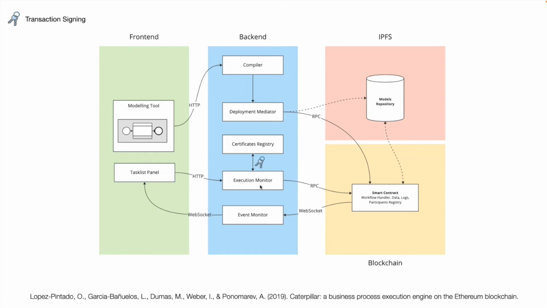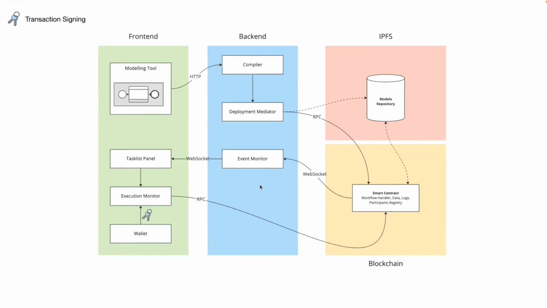And then we have the certificates registry, and that's basically where we store the private and public keys of the users, and we use them to sign the transactions of the users. And we also have the event monitor that will listen to the smart contract, to the blockchain, and whenever an event happens, let the user know that they have some task to do. That's the first type of architecture we have.